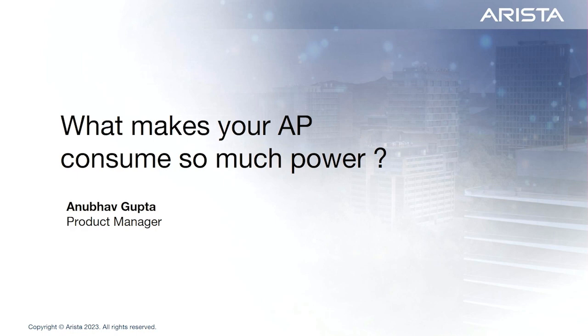My topic today is what makes our AP consume so much power. With every Wi-Fi standard, we have seen that AP power consumption is increasing. We started with 2.4, then we added a 5 gigahertz radio, then a 6 gigahertz radio, then 2x2, 4x4, 8x8, 12x12, 16x16, that's where we are going. And then we started adding more BLE, Zigbee, temperature sensors, and hence the power consumption of the AP is increasing continuously.